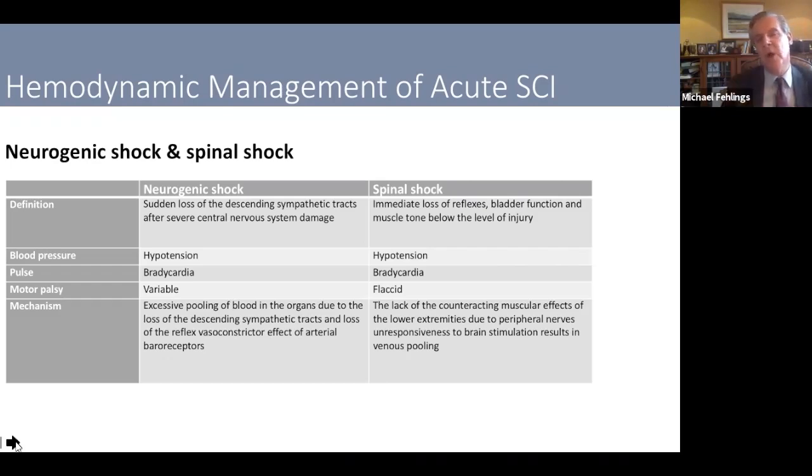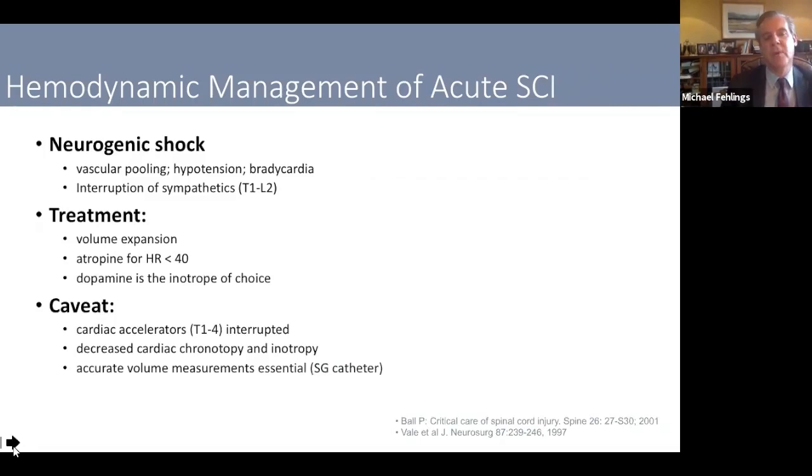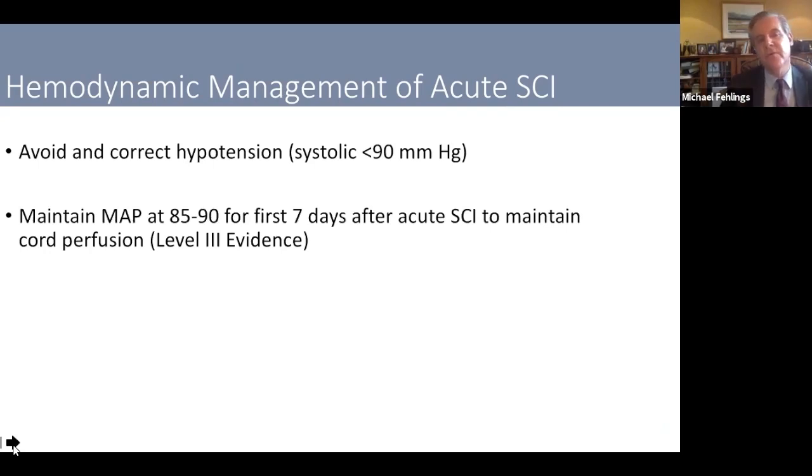In contrast, spinal shock refers to the immediate loss of reflexes, bladder function, and muscle tone below the level of the injury. And this is distinguished from neurogenic shock. So the treatment of neurogenic shock initially involves volume expansion, but one generally limits this to 1 liter of a crystalloid or colloid, and one then quickly goes to inotropes to act on the cardiac accelerators which have been denervated. So it's critical to avoid and correct hypotension and to maintain mean arterial blood pressure at 85 millimeters of mercury or higher.